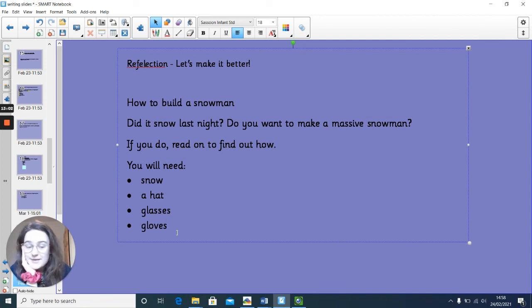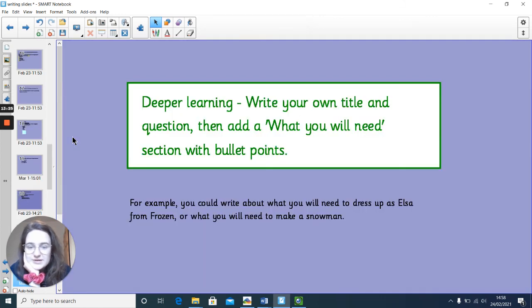There are some more things that we might need as well, like a carrot for his nose. But we have got the things that we will need to make our snowman, and we have listed them all in a list. We're not trying to write a sentence, we're just using our bullet points to list the different things that we will need. Super duper. If you would like to do the deeper learnings, you can write your own title and question, then add a "what you will need" section with bullet points.